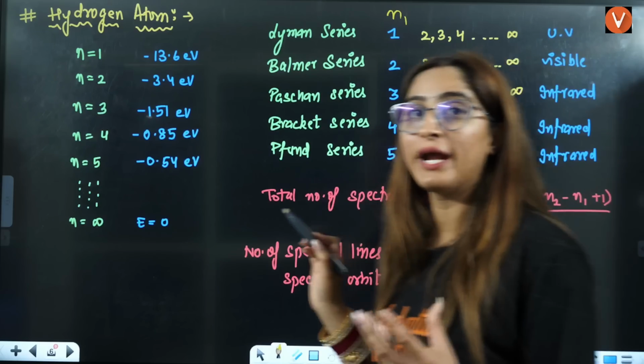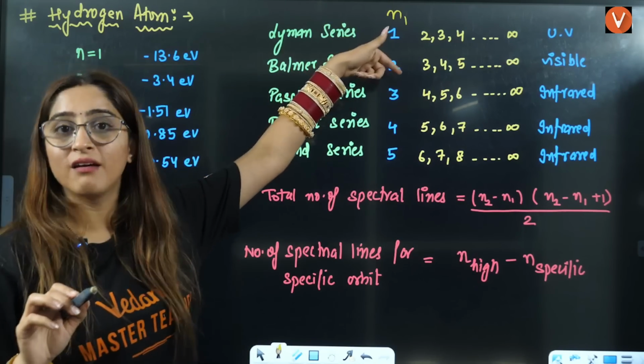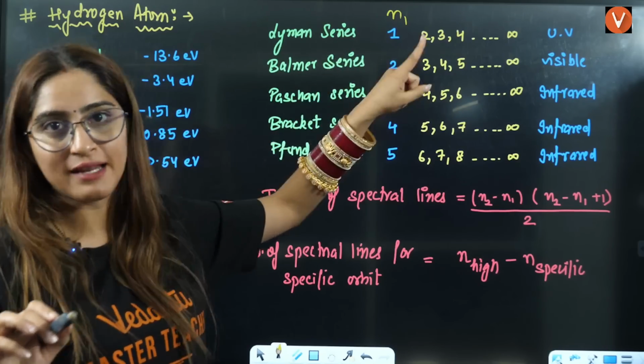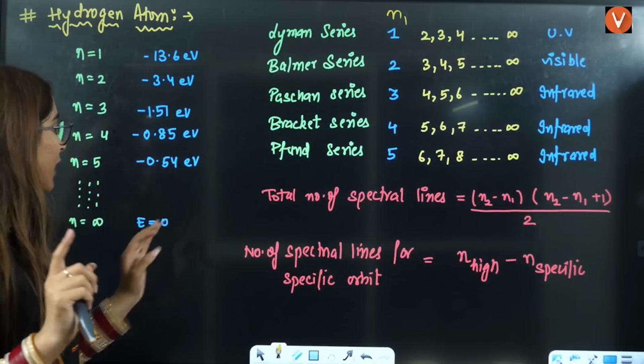So they can also give you a hint that the one series that lies in visible range, N1 value is 2. So you have to put the value of N1 as 2 in that case. So that is how they can complicate the question. Right? Now talking about N2 here.